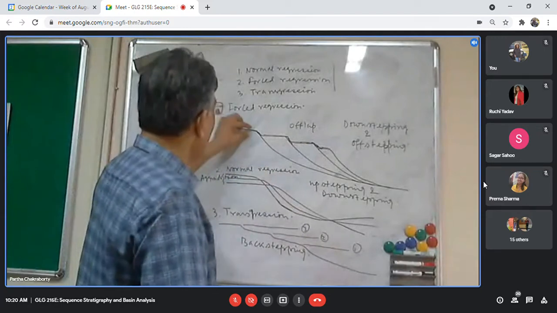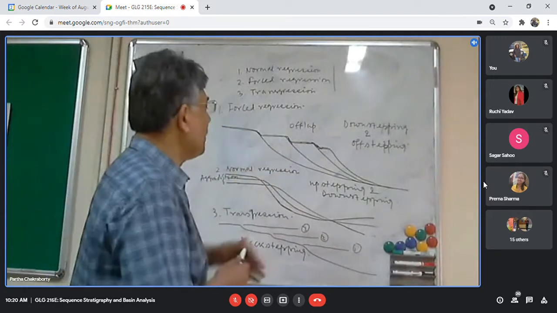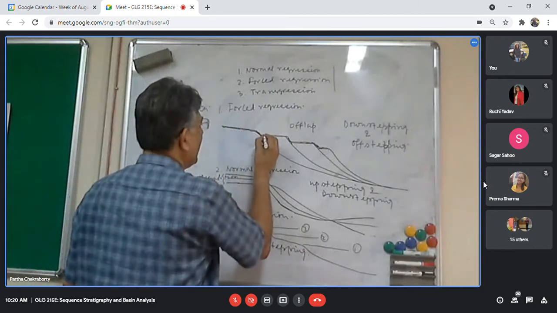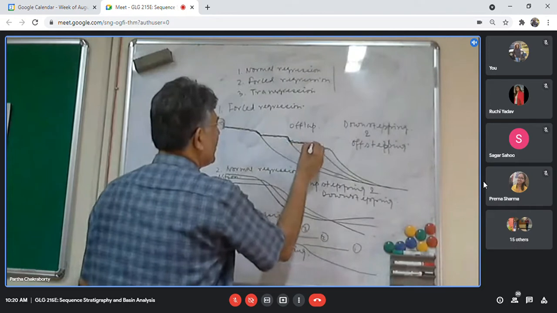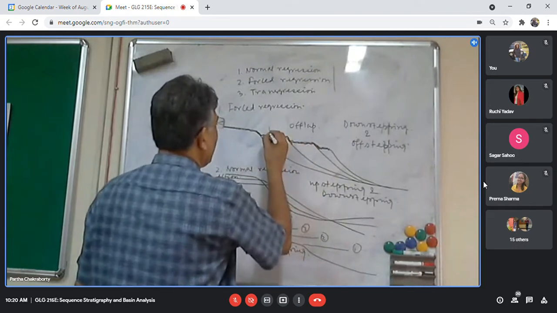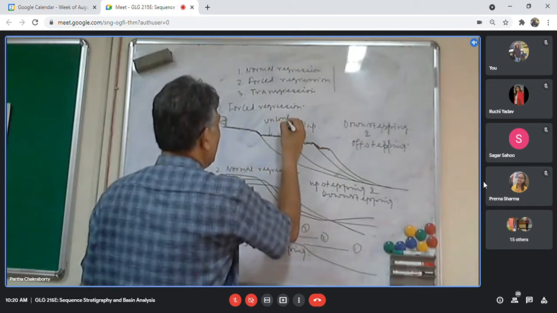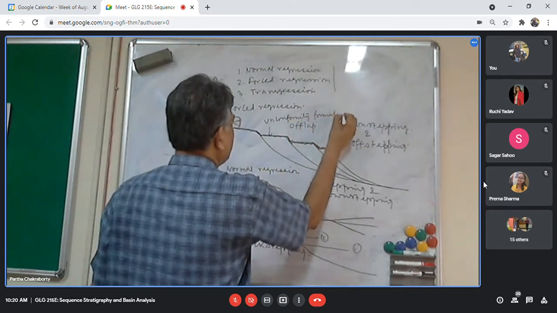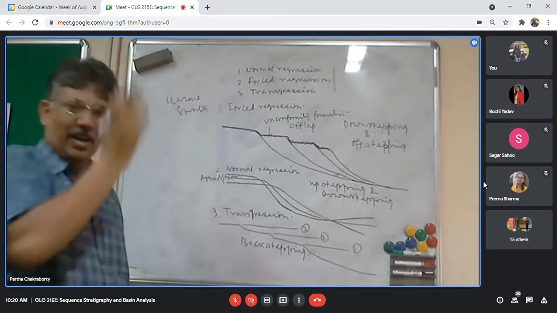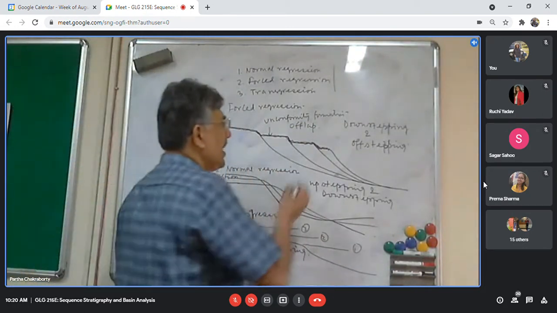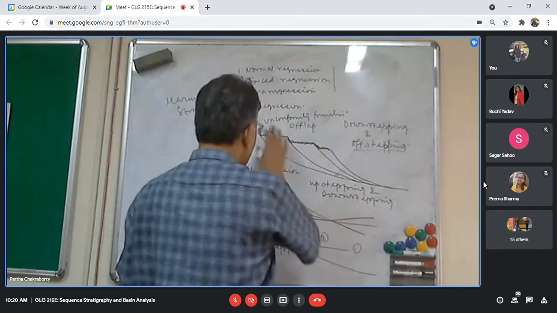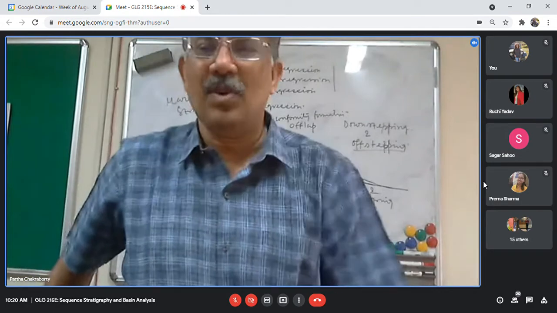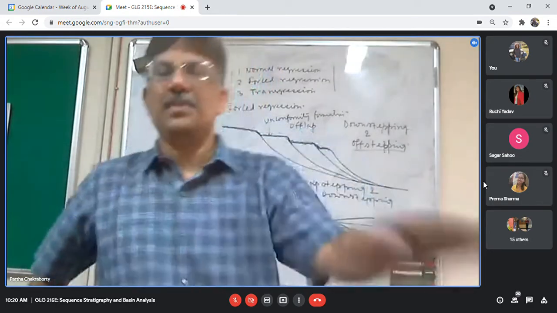So this line actually indicates unconformity formation. By this line, I am indicating that there will be unconformity formation, and they are off-stepping. They are stepping off, meaning the steps are getting off; one is leaving and going ahead, that is off-stepping.